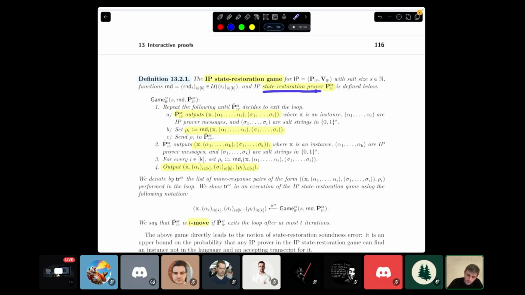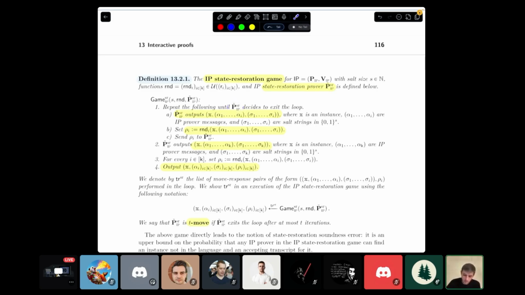The state restoration prover is going to be doing the following. So the state restoration game basically runs a state restoration prover, which is an object that we don't really care how it behaves, but what we care about is what's the input and output interface of this prover, and moreover, how much is it able to fool the verifier. So we're going to repeat the following until this object decides to exit the loop.